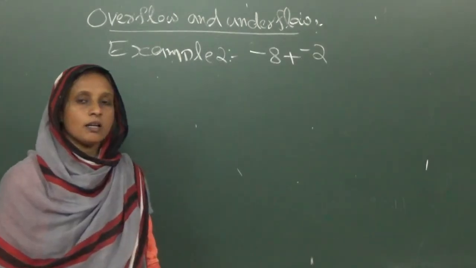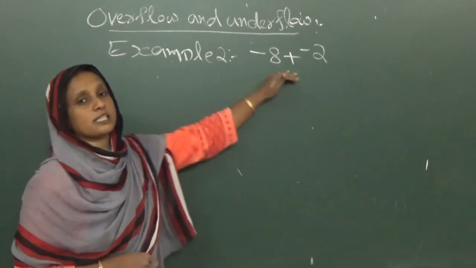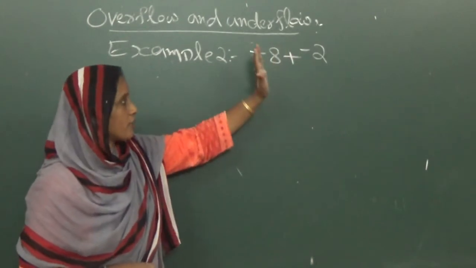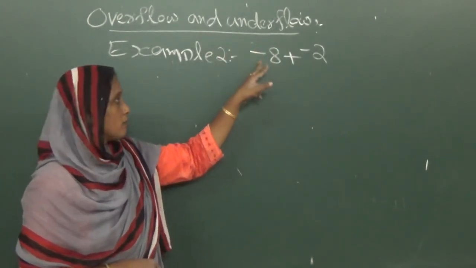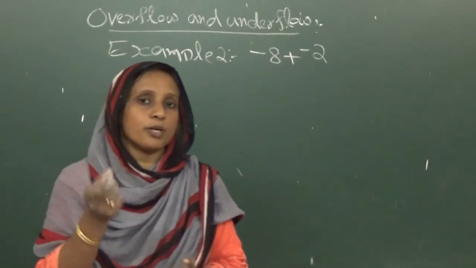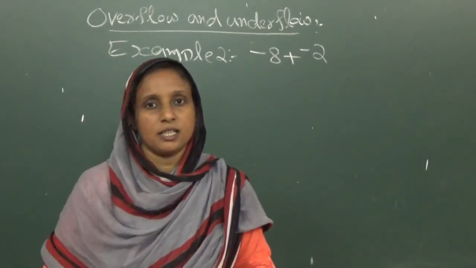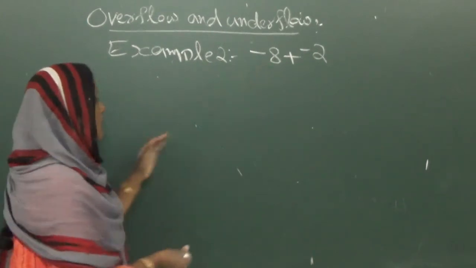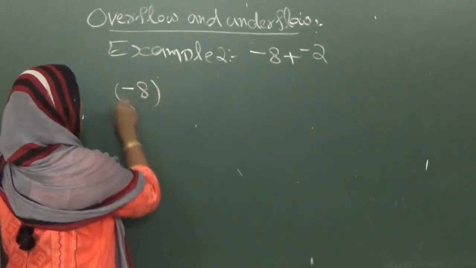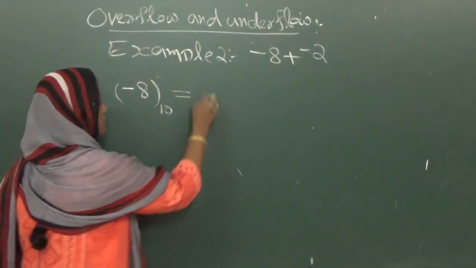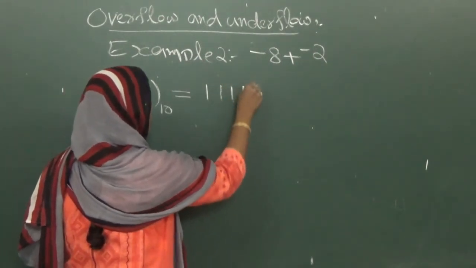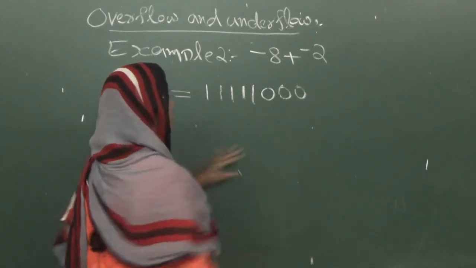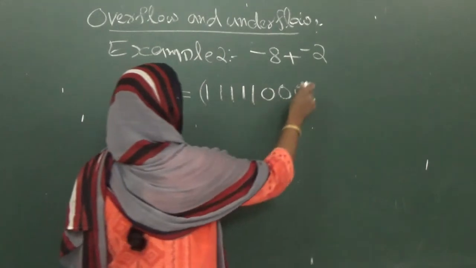Okay. As a second example, we can perform this addition: minus 8 plus minus 2. Already we have done in the earlier problems minus 8. The 2's complement of 8 is called minus 8. Now I don't want to repeat this procedure again. I am just writing minus 8 in its binary form: 1, 1, 1, 1, 1, 0, 0, 0. This is the binary form of minus 8.